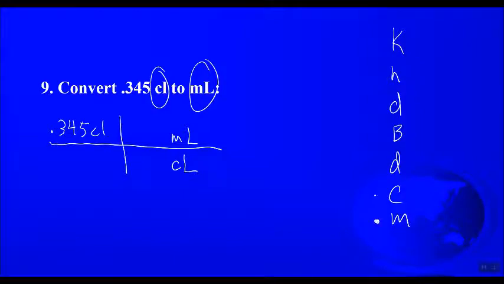Milli, centi. Who's on top? Centi. By how much? By 1 step, which is 10. So 1, 10. Pause this and calculate. The answer is 3.45 milliliter. So liters cross out.